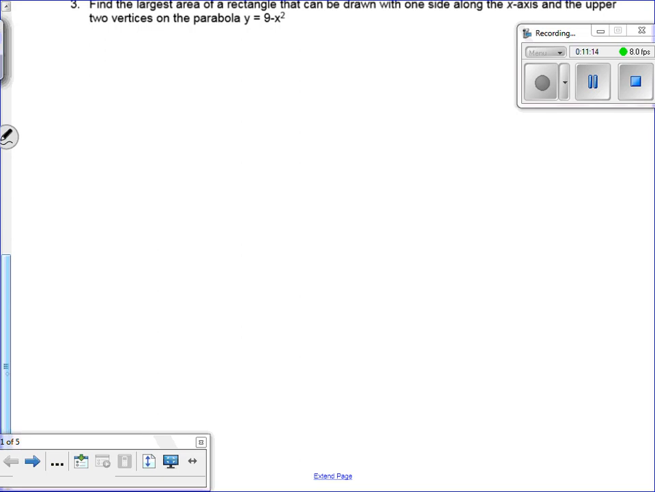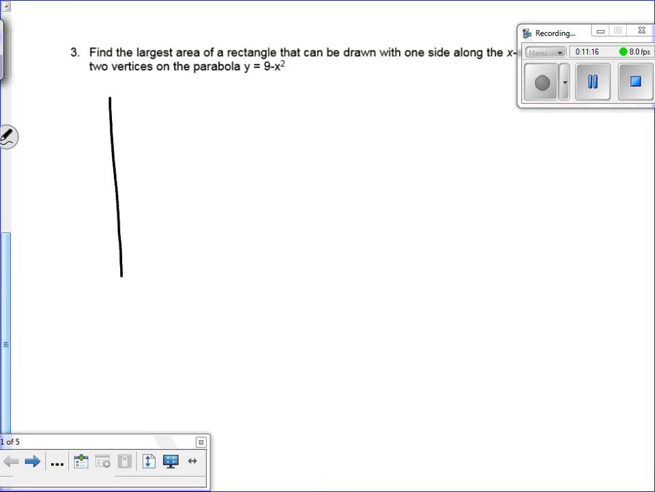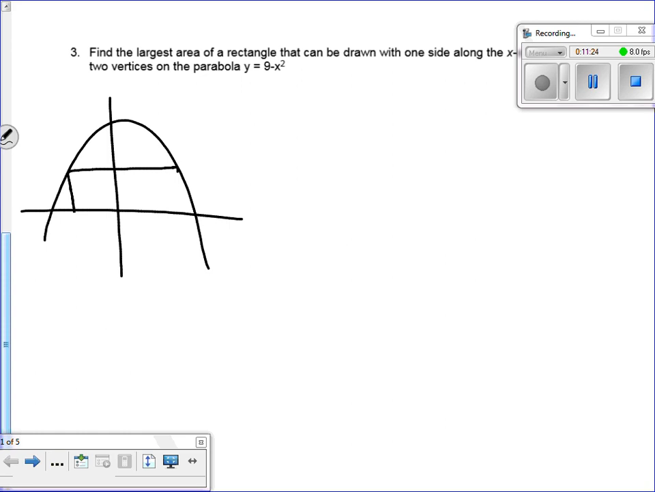Okay, the next problem: find the largest area of the rectangle that can be inscribed, or drawn, with one side along the x-axis and its upper two vertices on the graph y equals 9 minus x squared. The whole key to this is finding out what the coordinates of this point are going to be that make that area as large as possible.